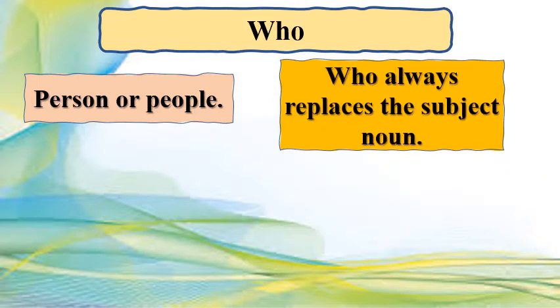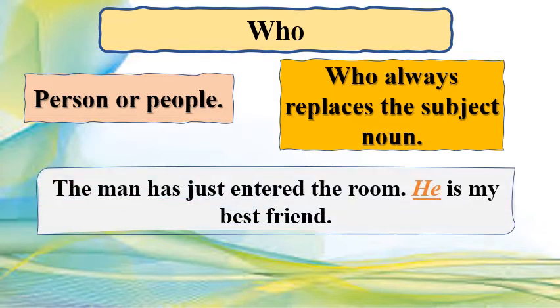So who always replaces the subject noun. Subject, predicate, object, you know this. If you don't know this, do let me know in the comment box. I'll make a separate video about it. So who always replaces the subject noun. How? Let us see. The man has just entered the room. He's my best friend. He's the pronoun here.